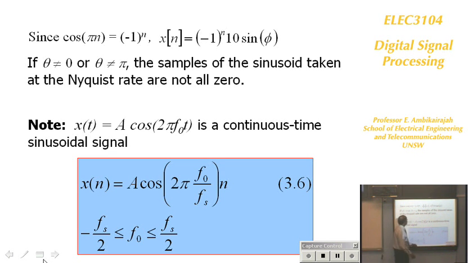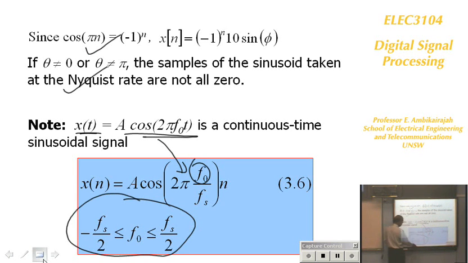I'm just continuing and explaining this. Here's an analog signal, x equals a cos 2 pi f naught t. It's a continuous time signal. And how do you convert it into a discrete time signal? We have done that before. It just shows you that. And you have to make sure that your signal has to be within half the sampling frequency. You have to pre-filter that. That's all it says.